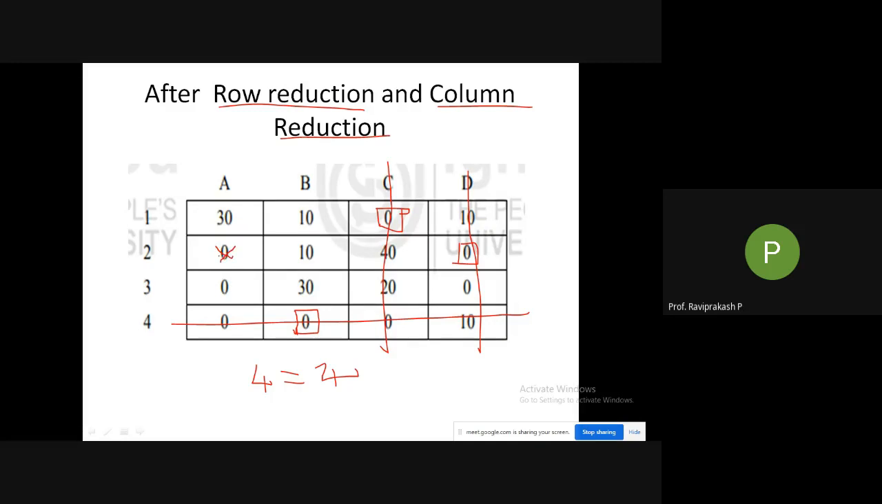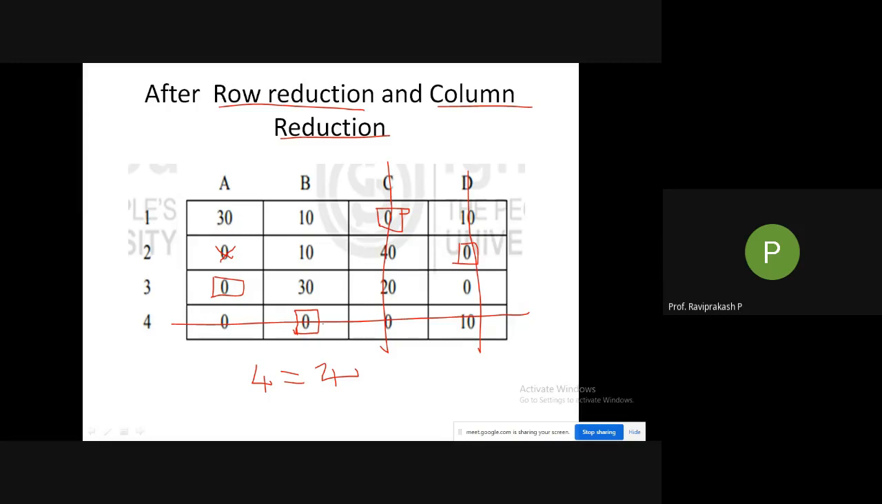Next, which is remaining? It is only this row that is remaining. There is only 1 0 as of now. So I will be marking this 0. This is one more assignment. First one is C, second one will be D, third one will be A, and fourth one will be B. So this is one of the assignments.